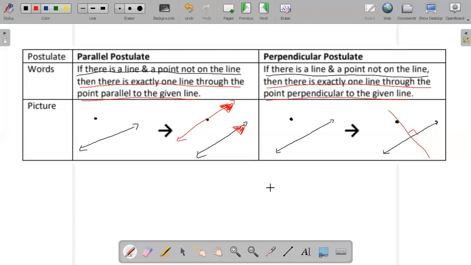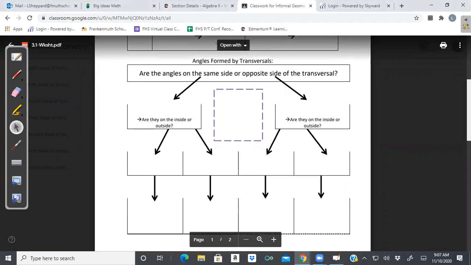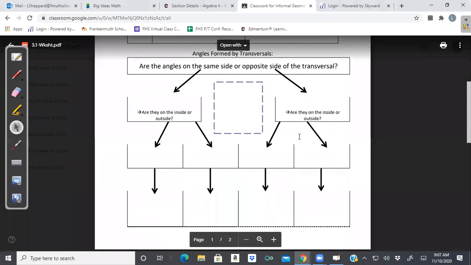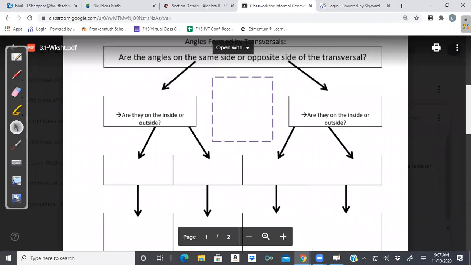Okay. So, going to the next thing. This is where all of the important stuff happens. So this right here is where all of the important stuff is. And I'm actually just going to write right on this sheet so that I don't have to keep moving out of it.